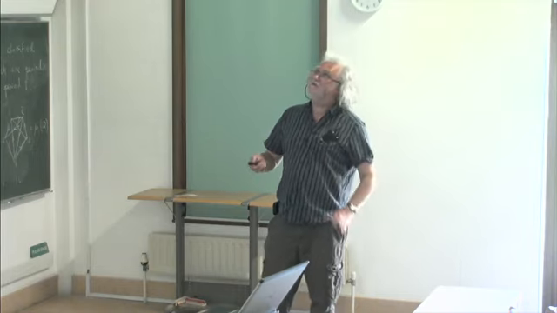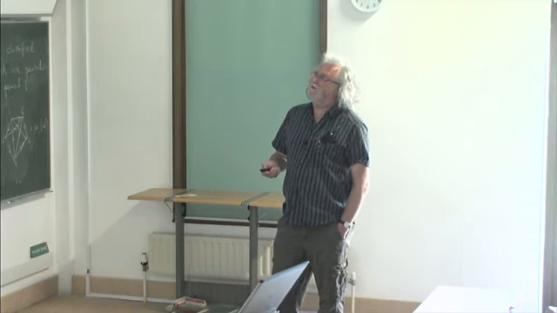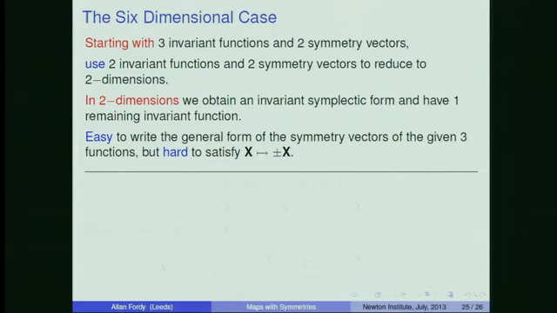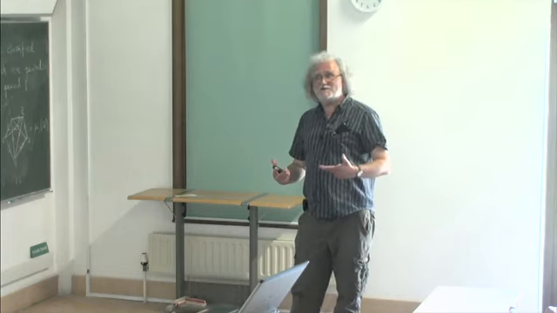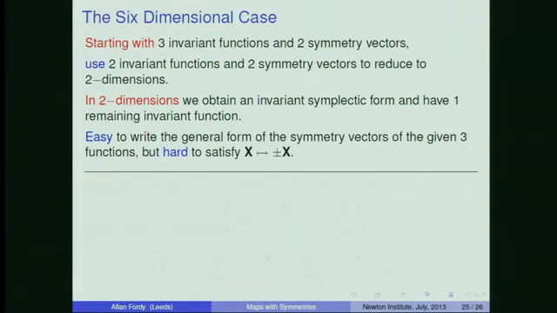In 6 dimensions and higher, there are some complications, but it is possible, and we gave an example of this. You start with 3 invariant functions, and you need to construct 2 symmetry vectors, one of which will be this very simple one, and one of which will be more complicated. You use 2 invariant functions plus 2 symmetry vectors. That will reduce you by 4 dimensions, so it will get you down to 2 dimensions. So in 2 dimensions, you then obtain some invariant symplectic form and one remaining invariant function.